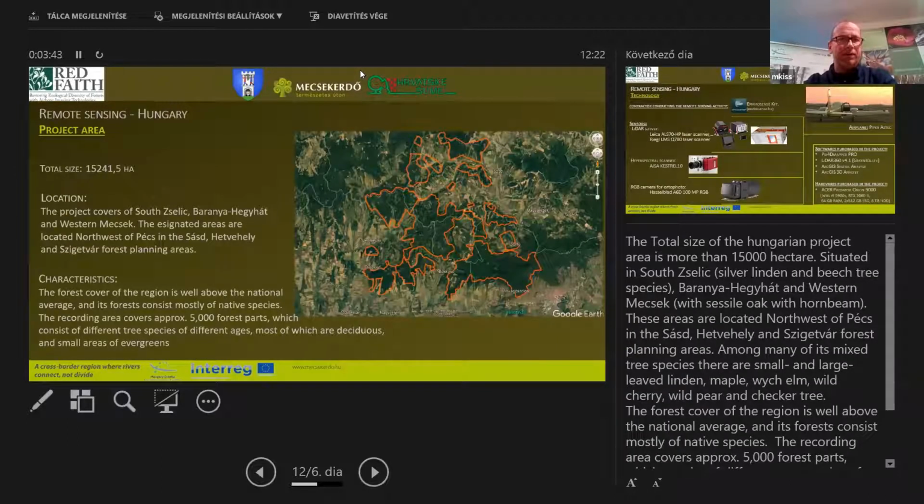And here is Hungary. The total size of the Hungary project area is more than 50,000 hectares, situated in South Zselic, Baranya and Western Mecsek. These are located northwest from Pécs. The forest cover of the region is well above the national average, and its forest consists mostly of native species of different ages, which are deciduous, and smaller areas of evergreens.